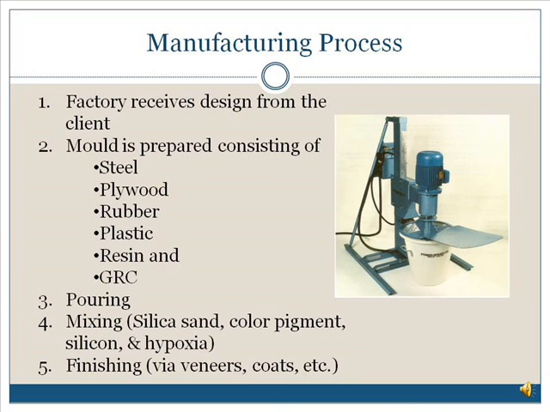The manufacturing process of GRC involves the factory receiving a design from the client, which is customized for the client's request. Molds of GRC are made of steel, rubber, plastic, or other types. The GRC is molded, it is poured, different mixing techniques are used, and finishing is done through different coats. The detailed manufacturing process for different types of GRC will be discussed later in the slides.